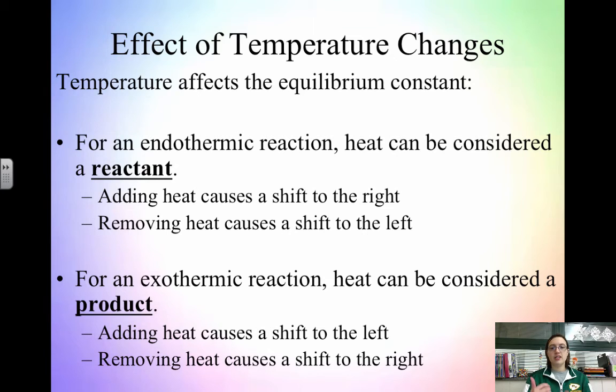And then if you have an exothermic reaction, heat is considered a product, right? Heat is on the product side because it's released. So if you add heat, then it's like adding a product. It's going to shift toward the reactants. If you remove heat, that's like removing a product, and it's going to cause a shift to the right. You need to make sure when you're looking at the effects of temperature changes that you notice if it's endothermic or exothermic. If you don't know, then you can't tell how the effect of temperature is going to play a role in equilibrium.